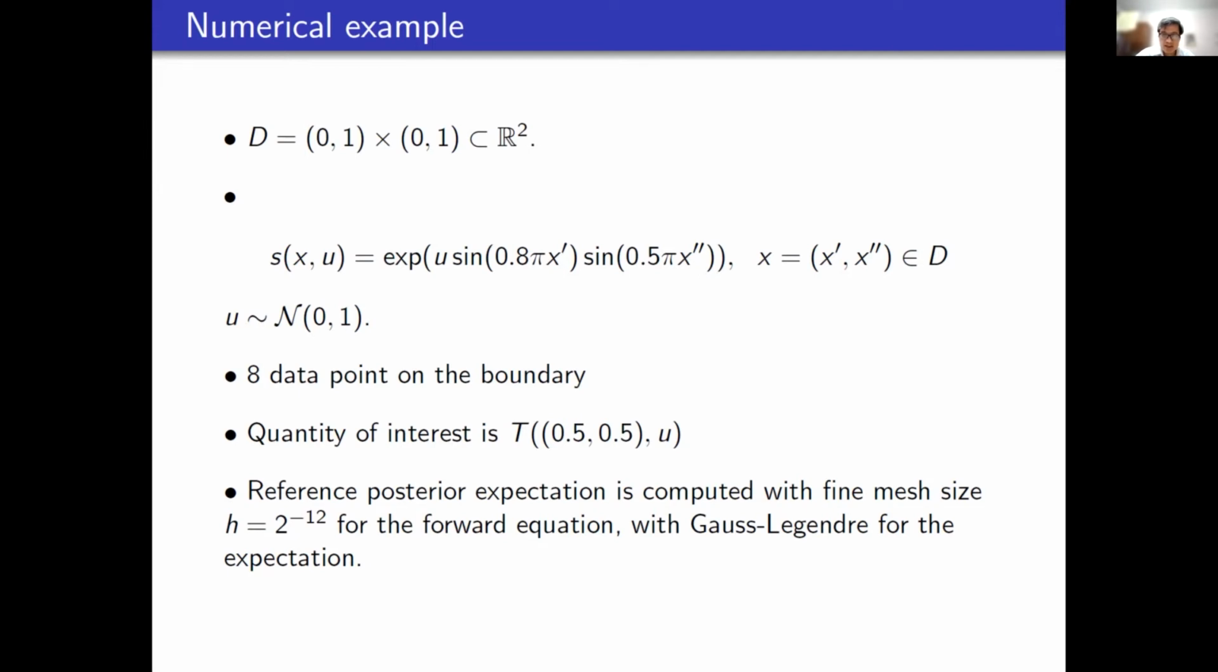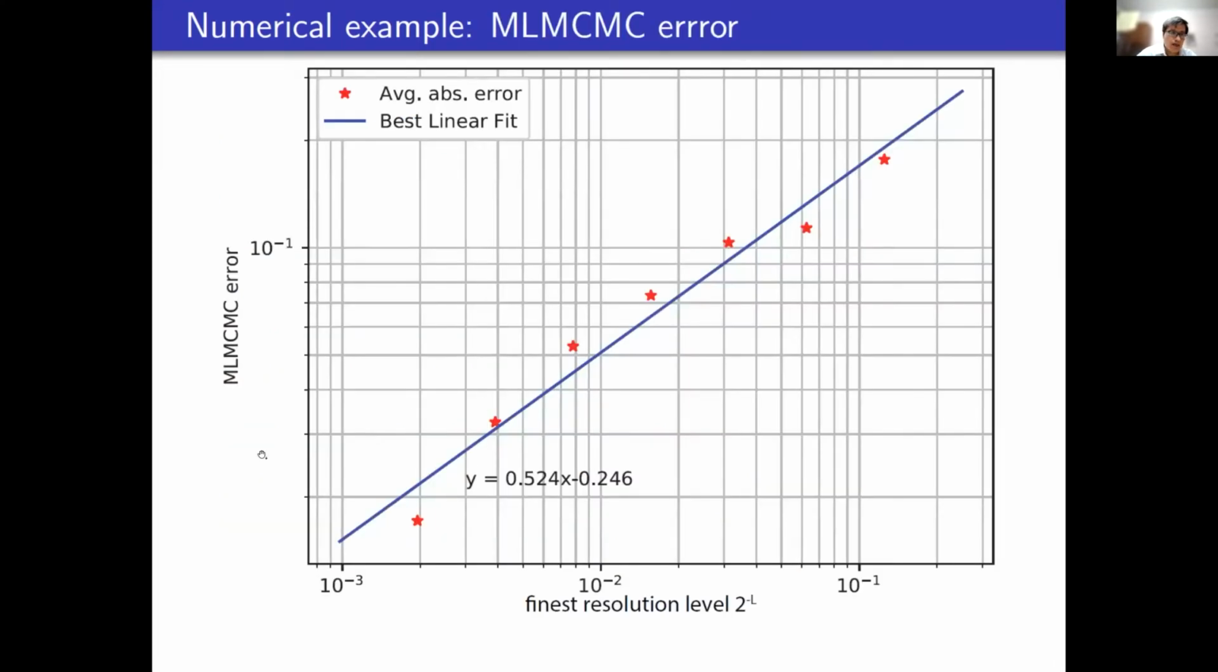Okay, so here I write Gauss-Legendre, but it's not right. We use mid-point because we have the Gaussian distribution. So here is the accuracy level of the multi-level MCMC versus the finest resolution level minus L.